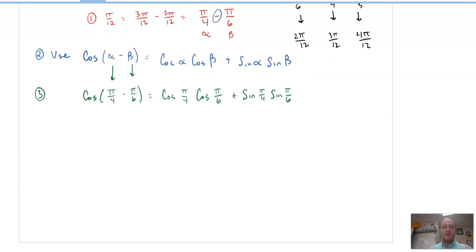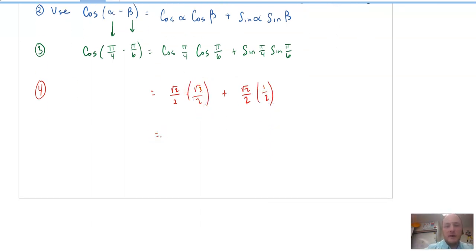Well, now what I'm going to do is substitute in these values. Cosine of pi fourths is square root of 2 over 2. Cosine of pi sixths is root 3 over 2. Plus, I have sine of pi over 4, so that's root 2 over 2, and sine of pi sixths, which is 1/2.